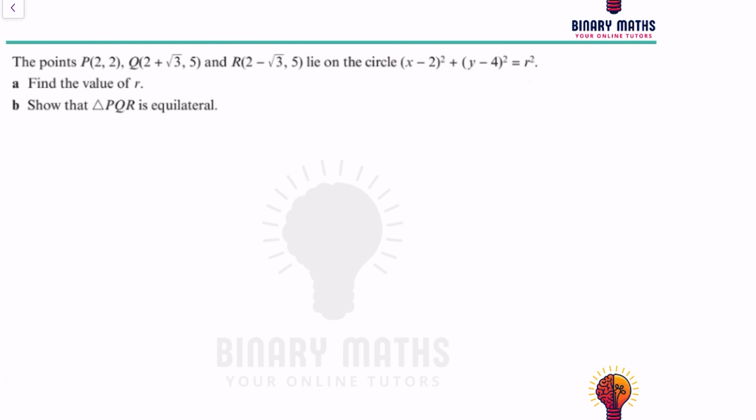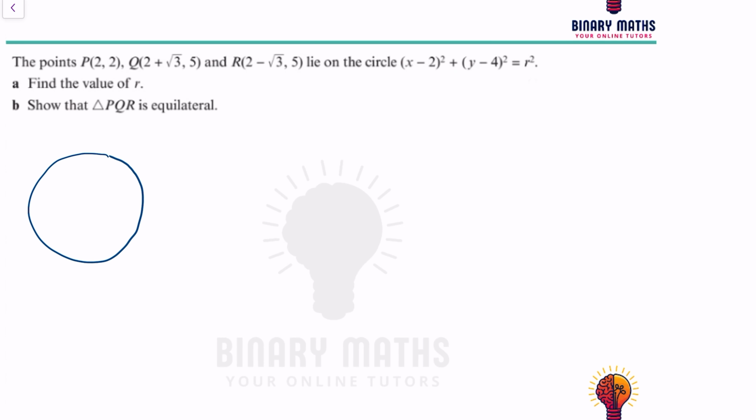Okay, the next example now. The points P (2, 2), Q (2 plus root 3, 5) and R (2 minus root 3, 5) lie on the circle (x minus 2) squared plus (y minus 4) squared is equal to r squared. Find the value of r. Okay, so let's do a rough sketch.